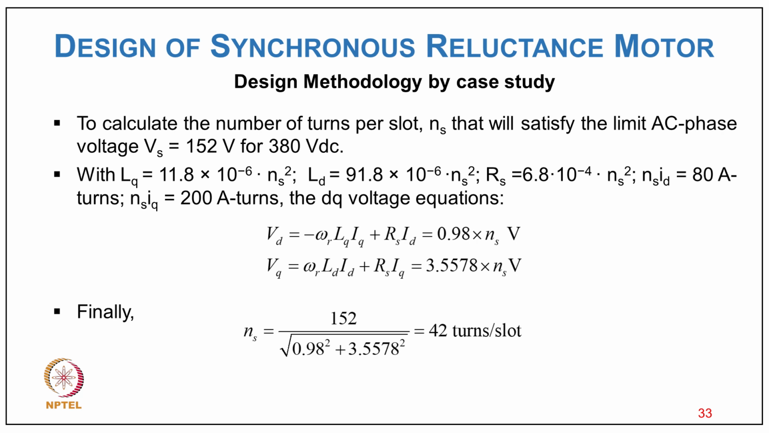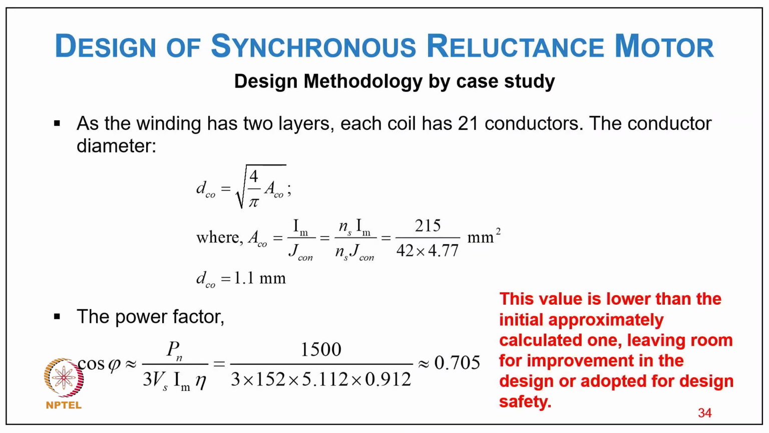So DQ, what is the equation? VD equal to minus omega R LQ IQ plus RSID, that comes 0.98 NS, and VQ equal to omega R LD ID plus RSIQ, that is 3.5578 NS. So NS equal to, from these two equations, 1 upon under root 0.98 square plus 3.5578 square, so it comes 42 turns per slot. As the winding had two layers, so each coil has 21 conductors.